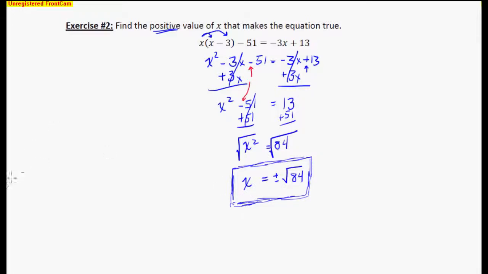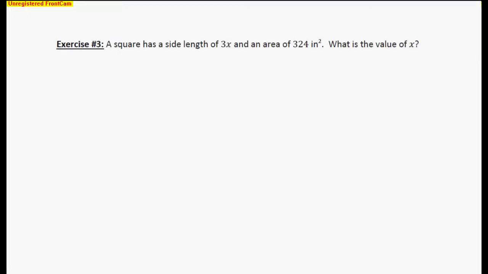All right. So let's try another one here. Let's turn this one off and put this one on here. Okay, this one is a little more wordy. It says a square has a side length of 3x. So I'm going to draw myself a square. There's my square, and the side is 3x. And if that side is 3x, well, that means all of them are 3x, right? Because it's a square. So I'm just going to go ahead and label all of them.